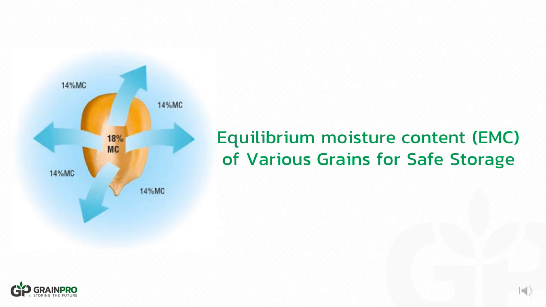Any hygroscopic material, including grain, has its own characteristic balance or equilibrium between the moisture it contains and the water vapor in the air with which it is in contact. This is known as the equilibrium moisture content, or EMC. The EMC that corresponds to 70% equilibrium relative humidity or below is the condition that establishes good grain storage conditions.